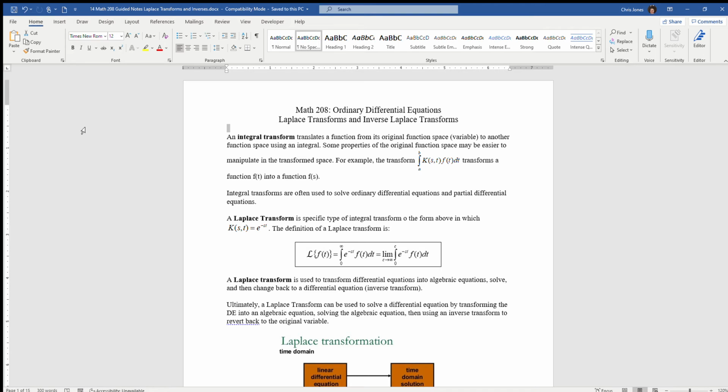So we're going to move on from those, and we're going to take a look at one of the final ways that we're going to solve differentials in this course. And it's going to be something called a Laplace transform.